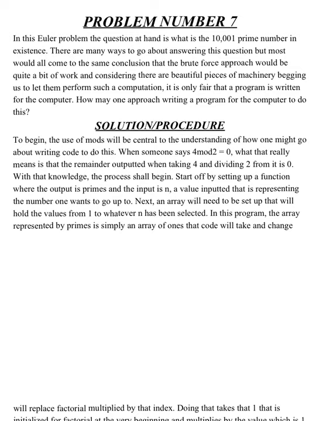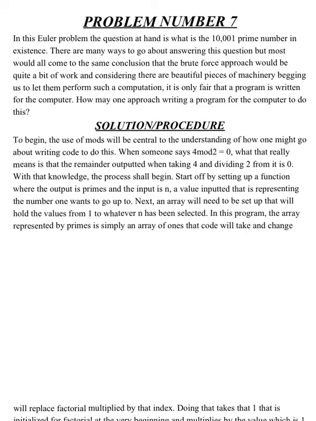Alrighty, this problem, number 7, asks to find out what the 10,001st prime number in existence is. And so I jumped to this problem, while there are definitely a few other problems that I did between number 3 and problem number 7. I jumped to this one because this one and also the next one are going to be the ones that use some of the code that I used after I found that list of factors in problem number 3. So we'll talk about that in just a second.